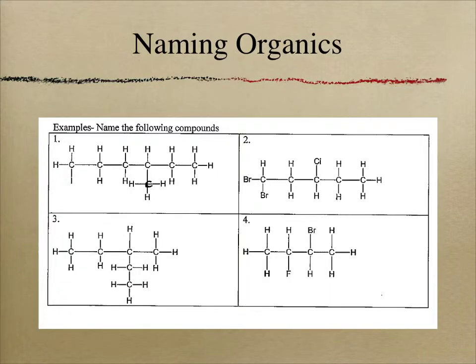Okay, so I think we're ready to start now the examples. If you look at number 1 here, we're going to name the following compounds. The first thing to be done is to count the longest chain of carbons. The longest chain of carbons is, well, we could just count them out.